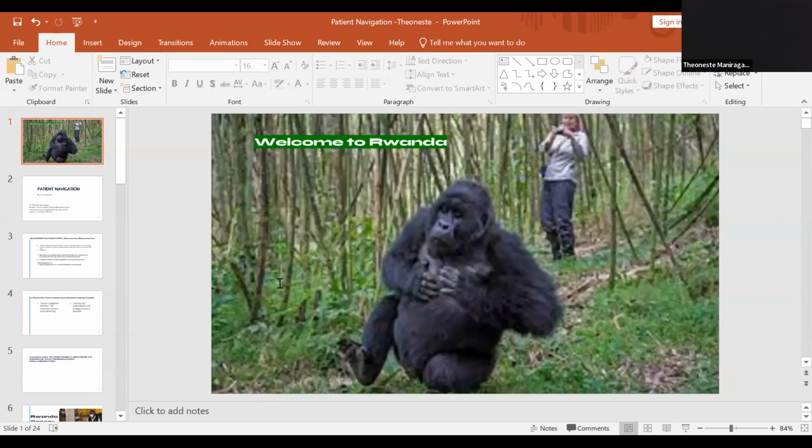And this is the gorilla that you can see, showing a good welcome for all you guys who are interested to come to Central and East Africa, in Rwanda, where we have gorillas. We'll be happy to welcome you.